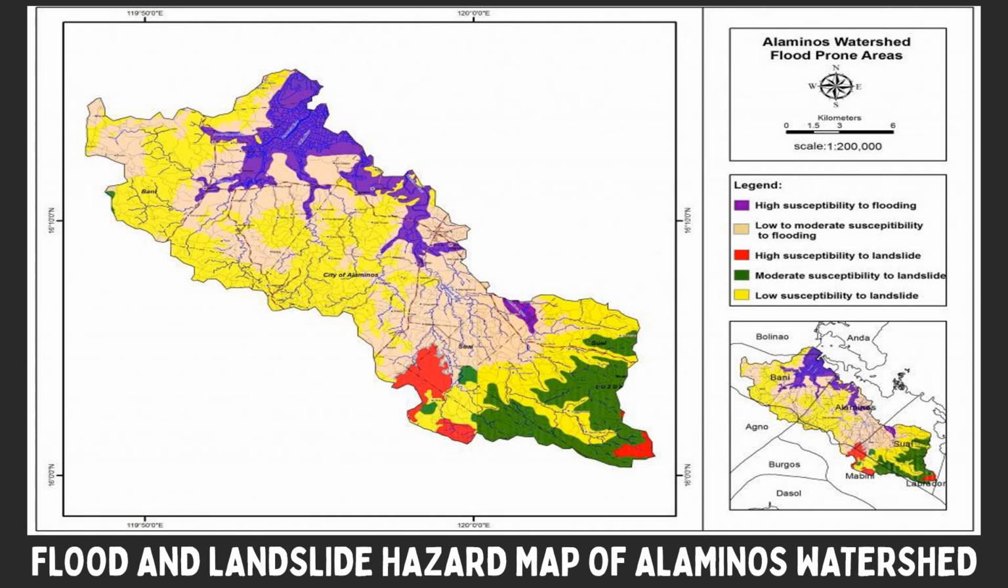So this is an example of a hazard map, a hydrometeorological hazard. So here we have the Alaminos watershed flood prone area. So this hazard map of the Alaminos watershed simply shows the areas of high susceptibility to flooding. They also have a high susceptibility to landslide because these hydrometeorological hazards can also lead to another hazard, which is geological hazard.